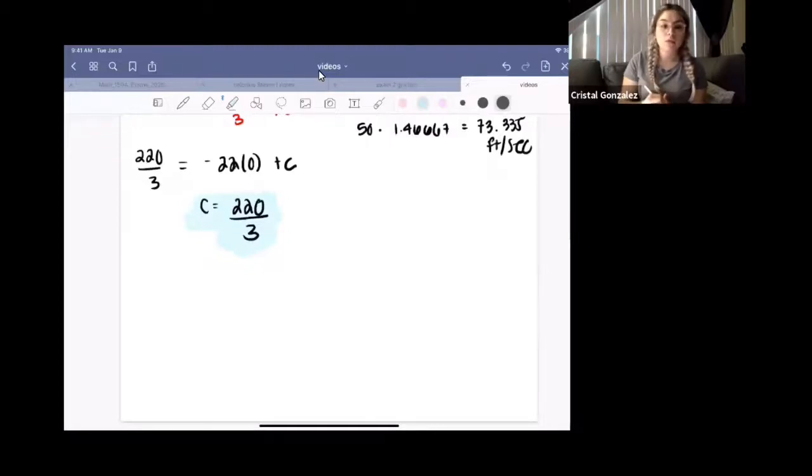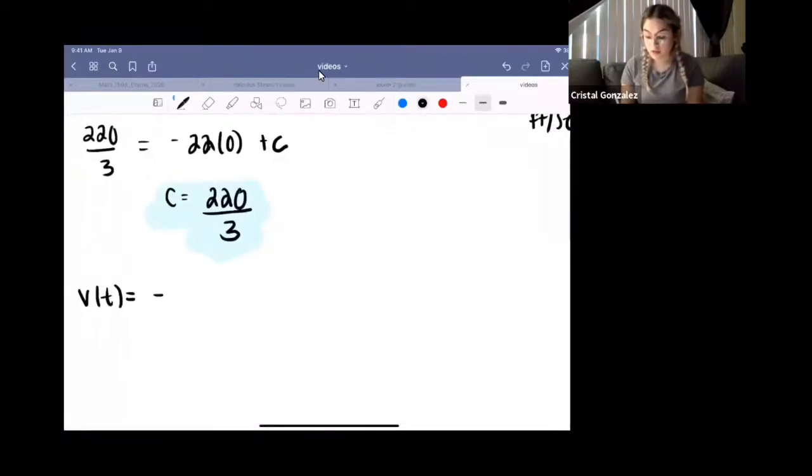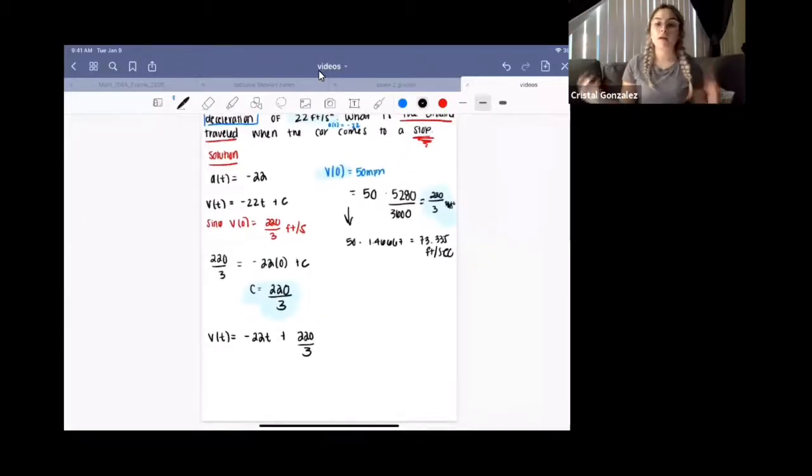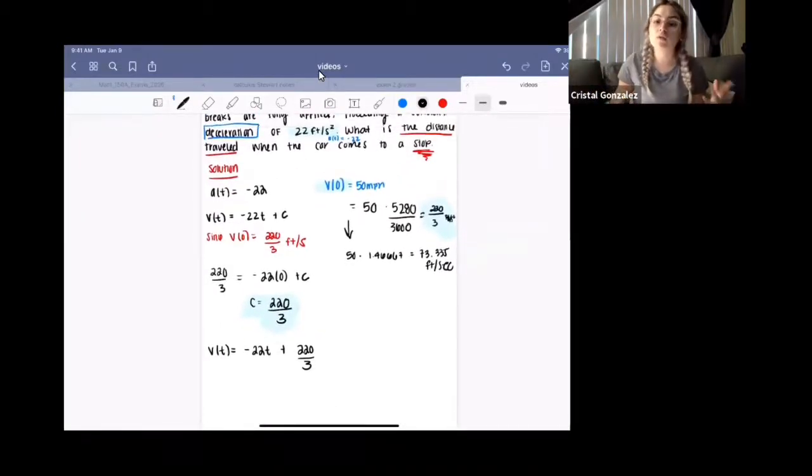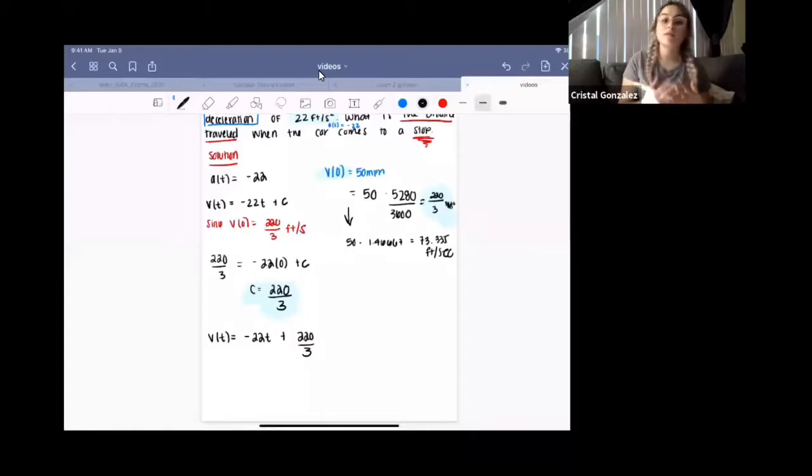And now that we know what that constant is equal to, we know what our velocity function is equal to. Our velocity function is equal to negative 22t plus 220 over 3. Okay. And now we're one step closer to finding the distance traveled, because all we need for the distance traveled is to find that position function. But before we actually find the position function, we could actually do it now, but what I want to do first is look at something else.